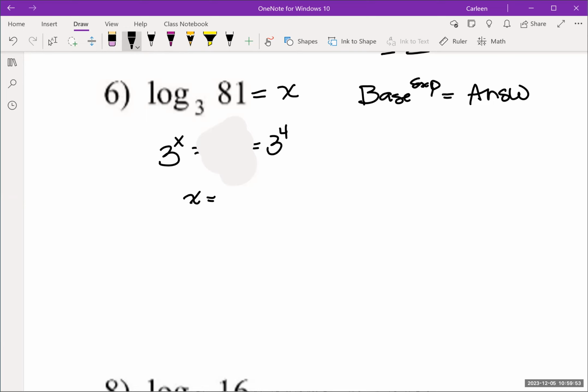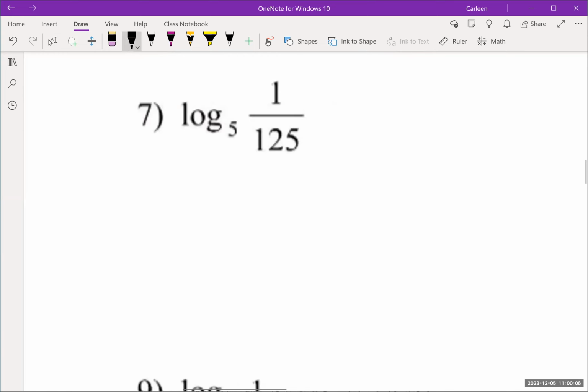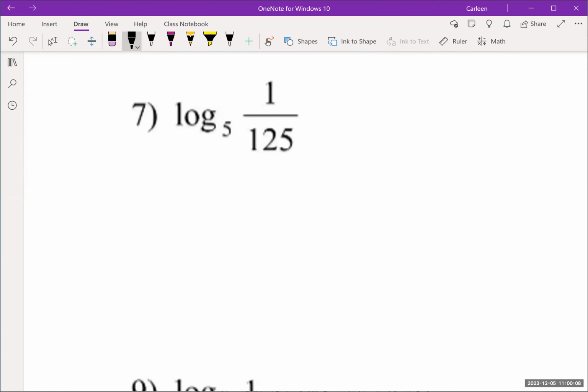Okay, Zoomers, how much does X equal? 4. Are we getting better? Next. What is the base? Oh, wait, let's put an X over here. Base is what, Zoomers? 5. What is the exponent? X equals 1 over 125.